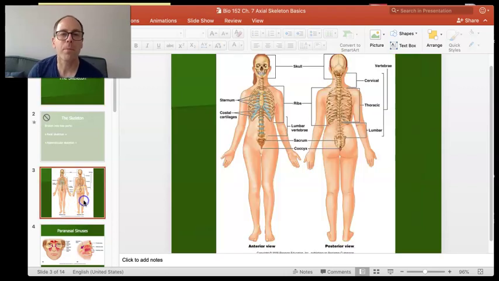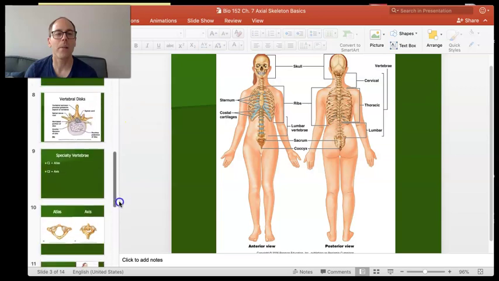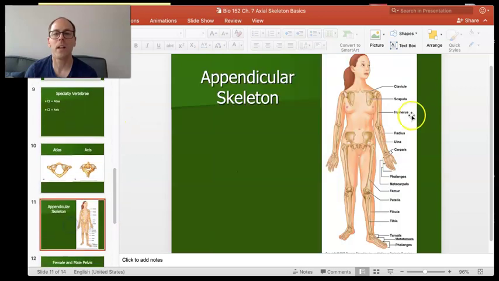So remember, when we talk about the skeleton, the axial skeleton includes the skull, the vertebral column, the ribs, and the sternum, while the appendicular skeleton, that's the limbs. So that's the shoulder girdle, which are these bones up here, and the arm bones, the pelvic girdle, which are these bones in here, and then the legs.